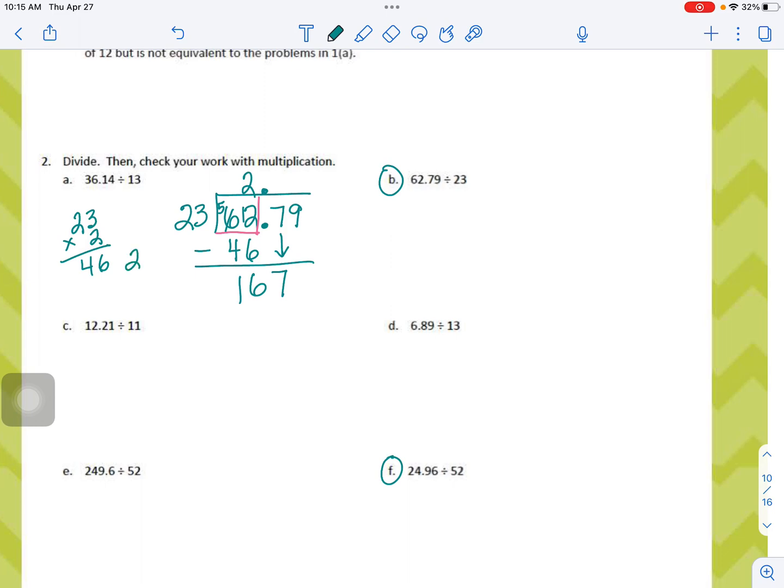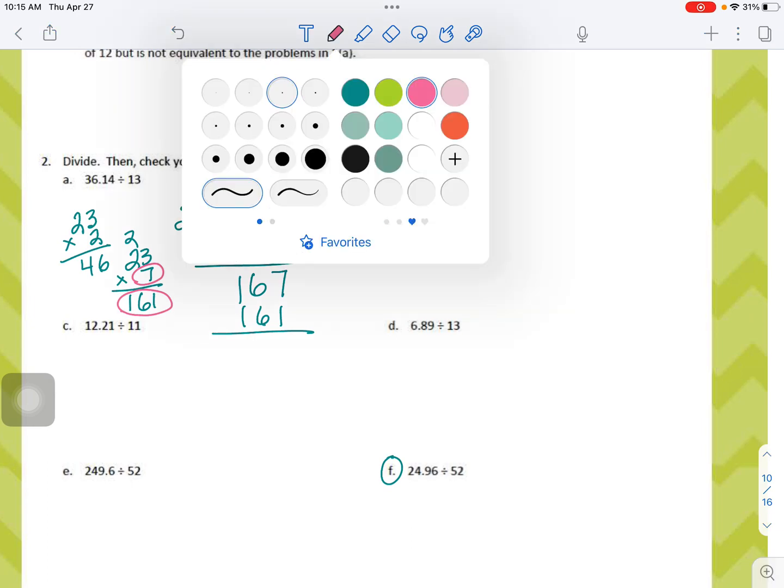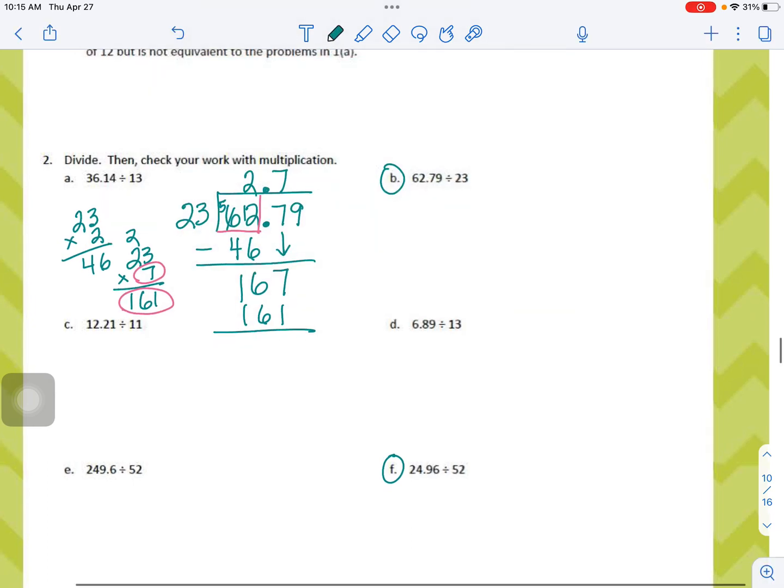Let's try a 7. I'm afraid 8 might be too big. Okay, so the 7 worked. Oh, and remember, I've been circling. Okay, so you put the 7 on top and you put the 161 on the bottom. All right, when I subtract, I get 6.